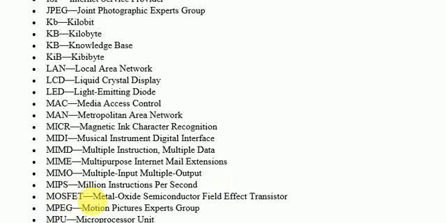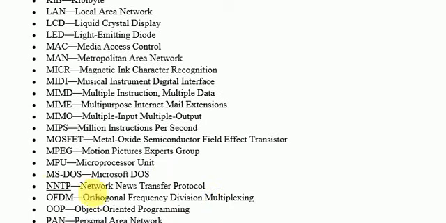Then MOSFET is one type of semiconductor device, or we can say electronic component. The full form of MOSFET is metal oxide semiconductor field effect transistor. This MOSFET is used to make memories, to develop different types of memories. That's why this point is included here. Then MPEG, Moving Picture Experts Group. Then MPU, that is microprocessing unit.